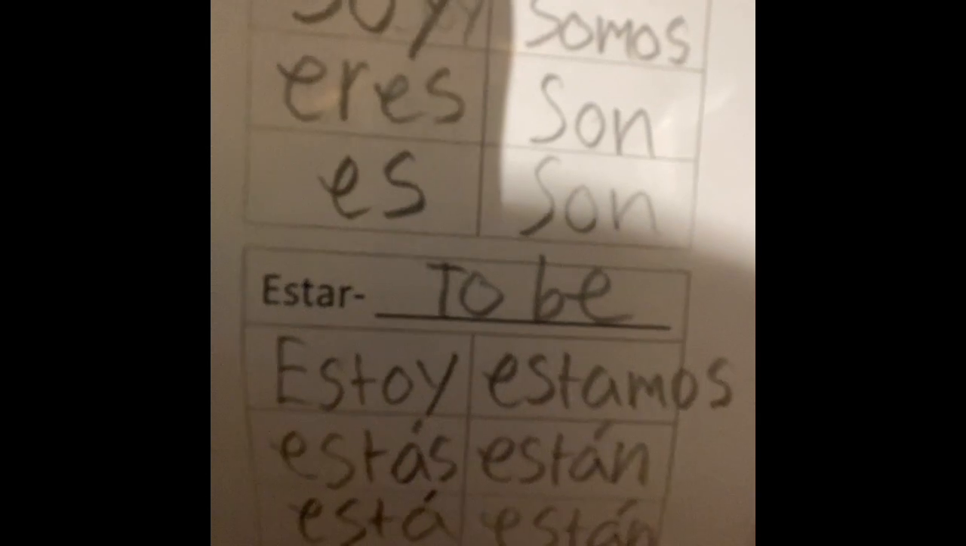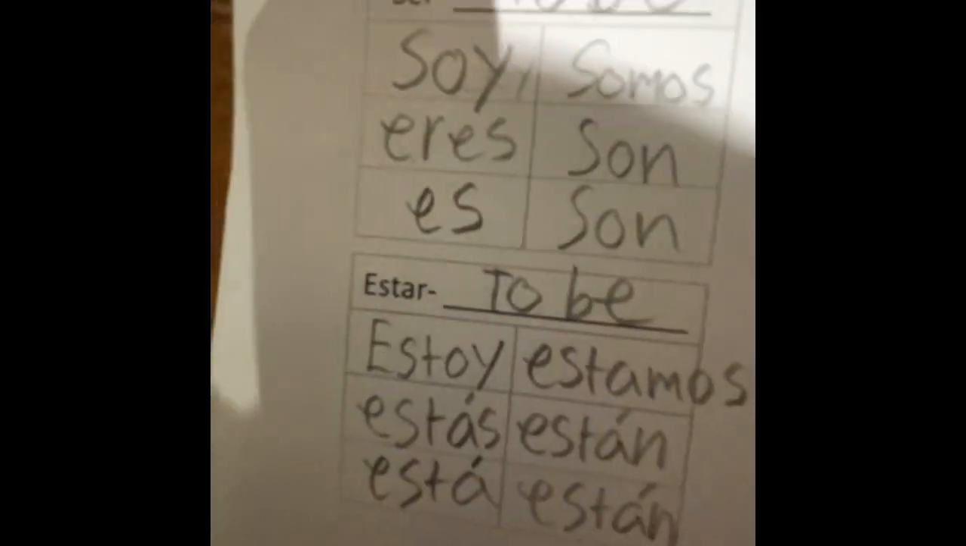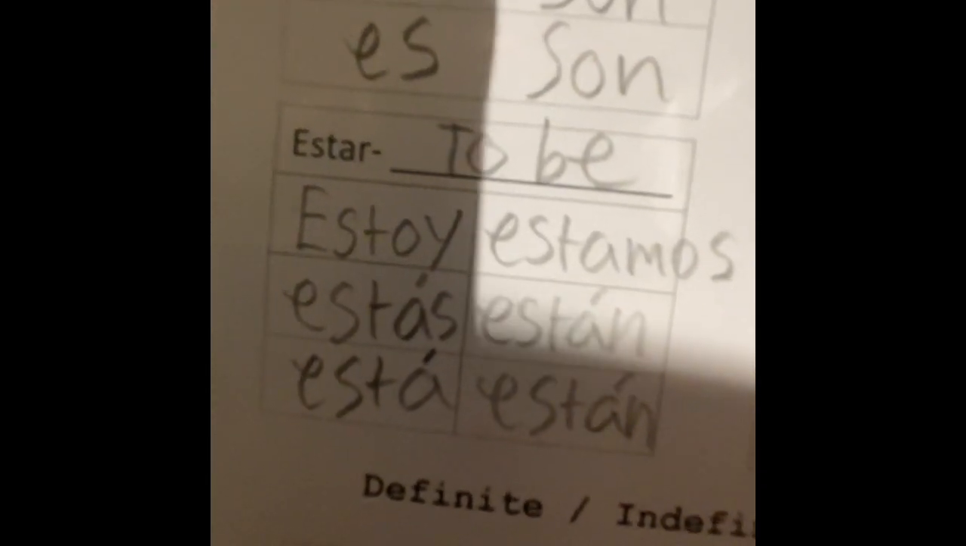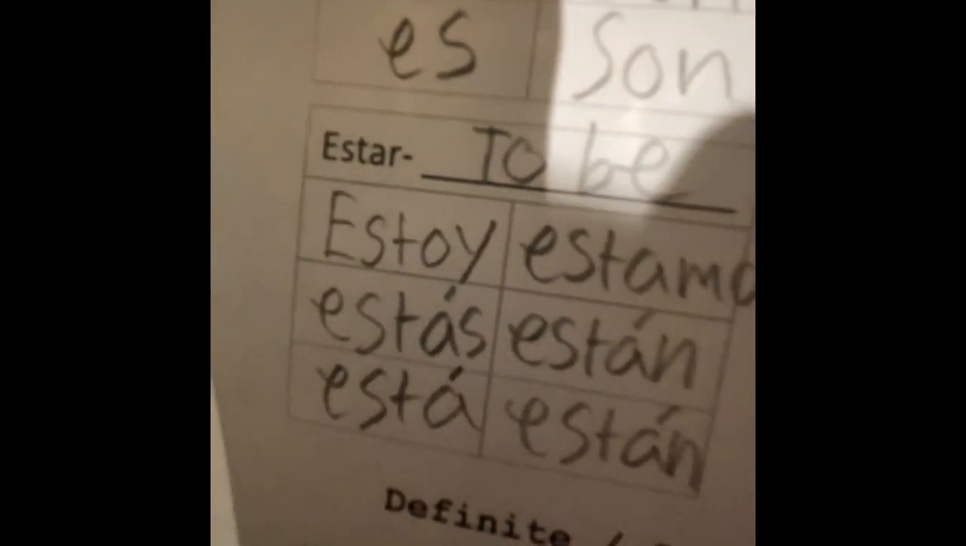Estar basically means the same thing, to be. The conjugation for yo, which means I in English, is estoy. The conjugation for tú, which means you, is estás. The conjugation for él, ella, or usted, which means he, she, or also you, in English is está. The conjugation for nosotros, which means we in English, is estamos.